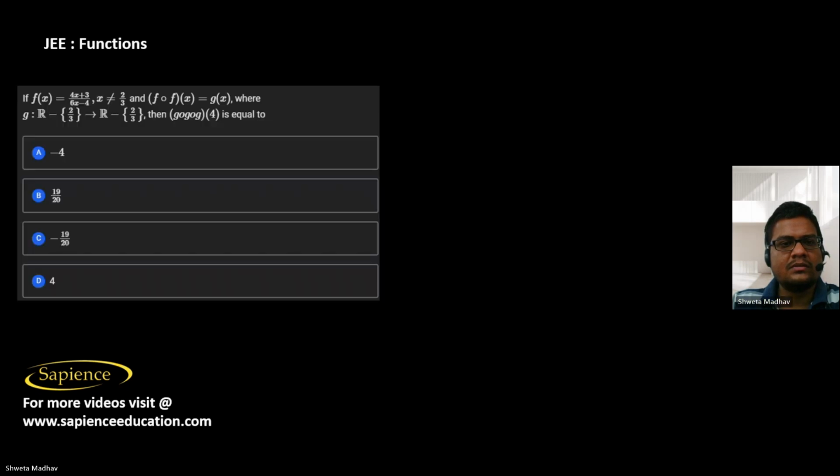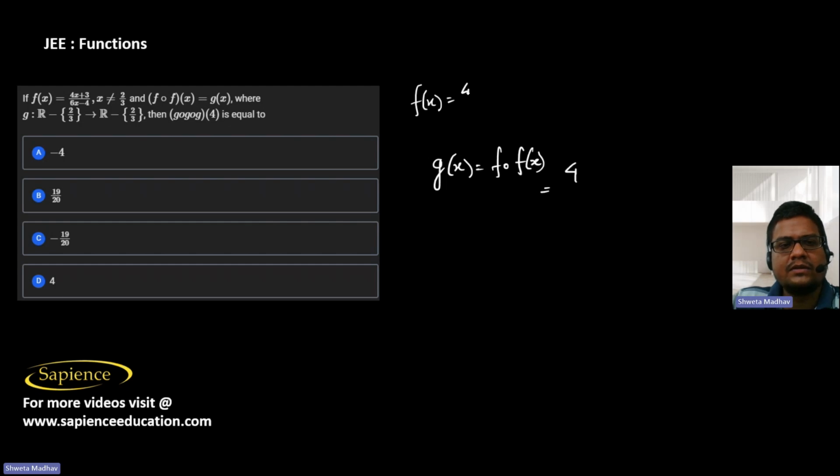Then here it has been told that g of x is f of f of x, which will be equal to, so f of x is given as 4x plus 3 by 6x minus 4. So therefore f of f of x means in place of x I should put f of x. So it will be 4 f of x plus 3 by 6 f of x minus 4.